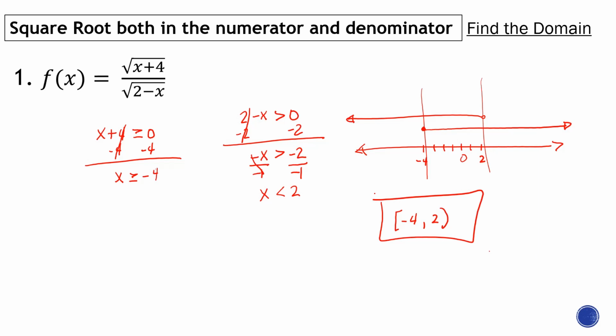Okay, using interval notation, I put a bracket because negative 4 is part of the domain, and with number 2 I use a closing parenthesis because positive 2 is not included in the domain.